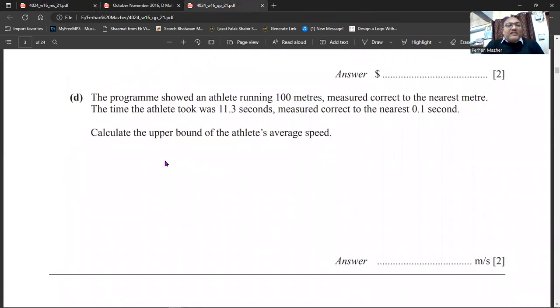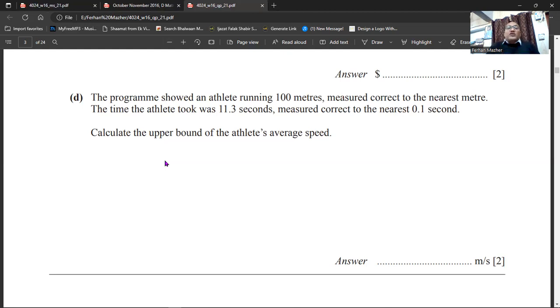Question number 1 is D part. The program showed an athlete running 100 meters, measured correct to the nearest meter. The time the athlete took was 11.3 seconds, measured correct to the nearest 0.1 second. Calculate the upper bound of the athlete's average speed. You know the average speed is equal to the distance divided by time. Now the distance is 100 meter, which is correct to the 1 meter. So divide the 1 meter with the 2, you get 0.5 meter. Add 0.5 meter into 100, you get the upper bound of the distance. And when you subtract 0.5 meter from 100, you will get the lower bound of the distance.